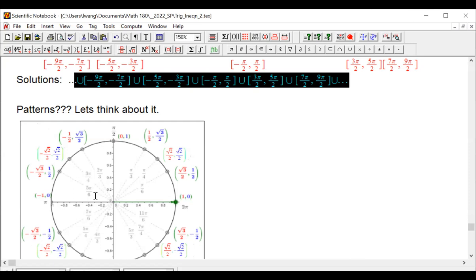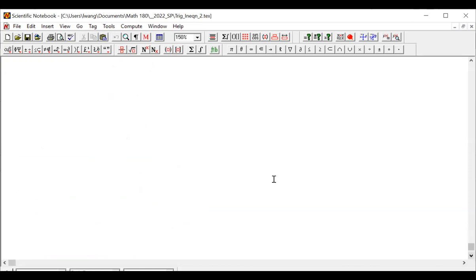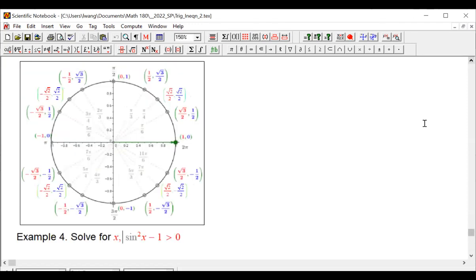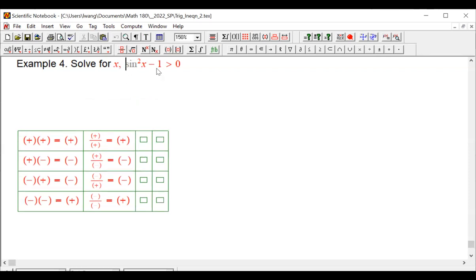And this one, I would take example number 4. And this one, excuse me, is the question in your homework as number 4. Okay, minus 1 larger than 0. And of course, solve for x.